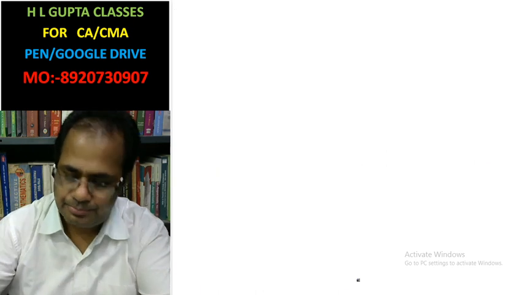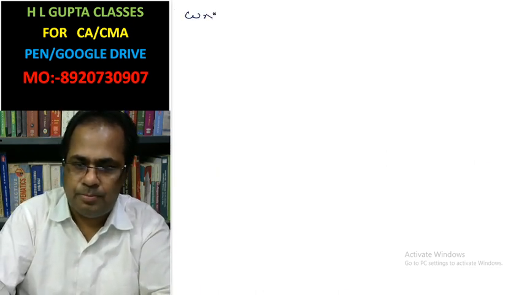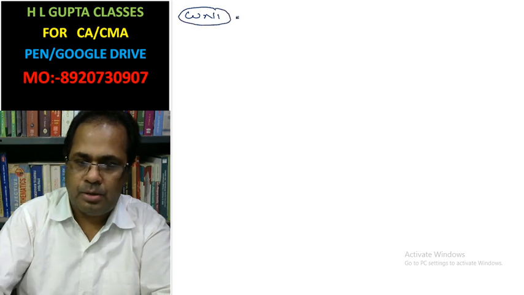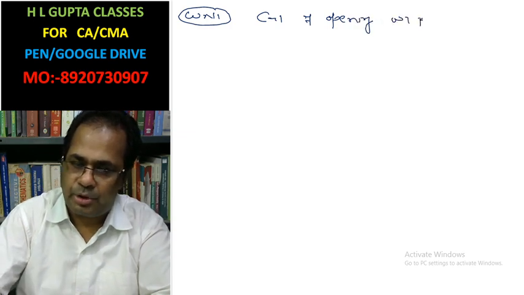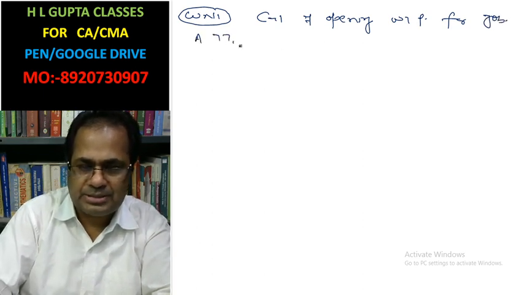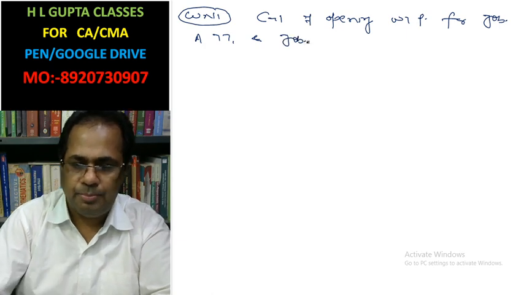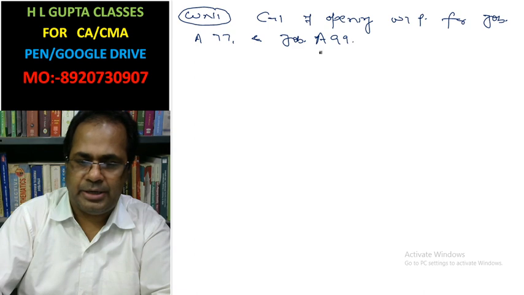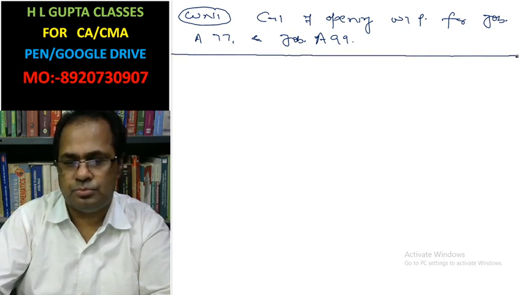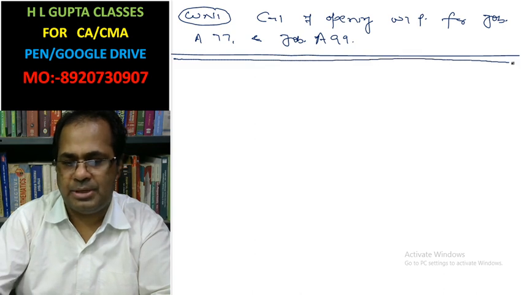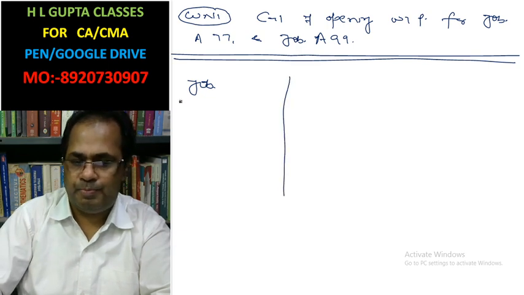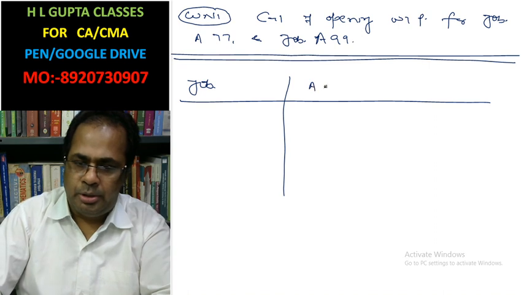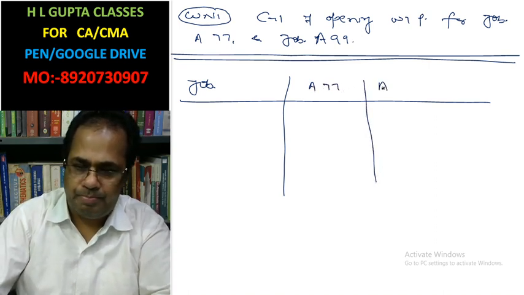On the basis of this information, I am going to find it through working notes. Look here. Working note first: calculation of opening work in progress for job A77 and job A99.